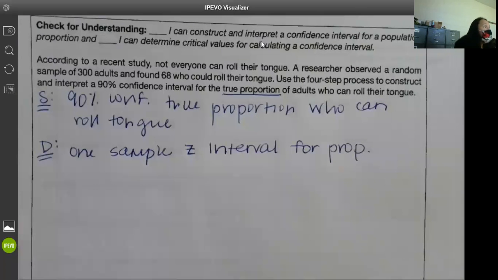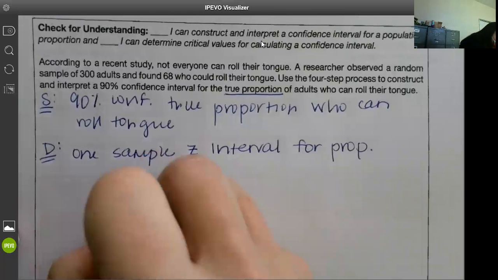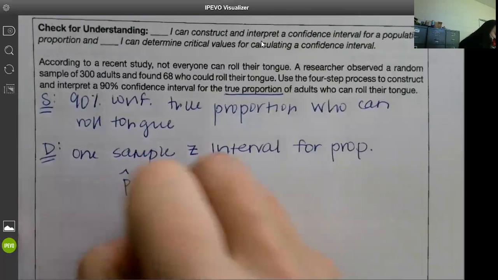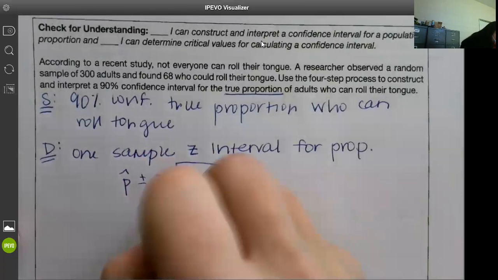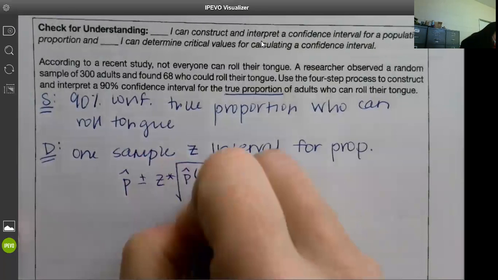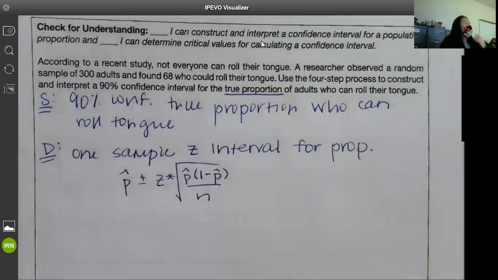Our formula is at the top up there, but I'm going to remind you of it. It's going to be p hat plus or minus z star, and then your standard deviation that has the p hat in it. So p hat (1 minus p hat) over n. What I like to do at this point is define all those variables. Okay, so I would suggest that you do. It does not matter where it's at on your paper. You can do it all different places. It doesn't matter as long as you have it.